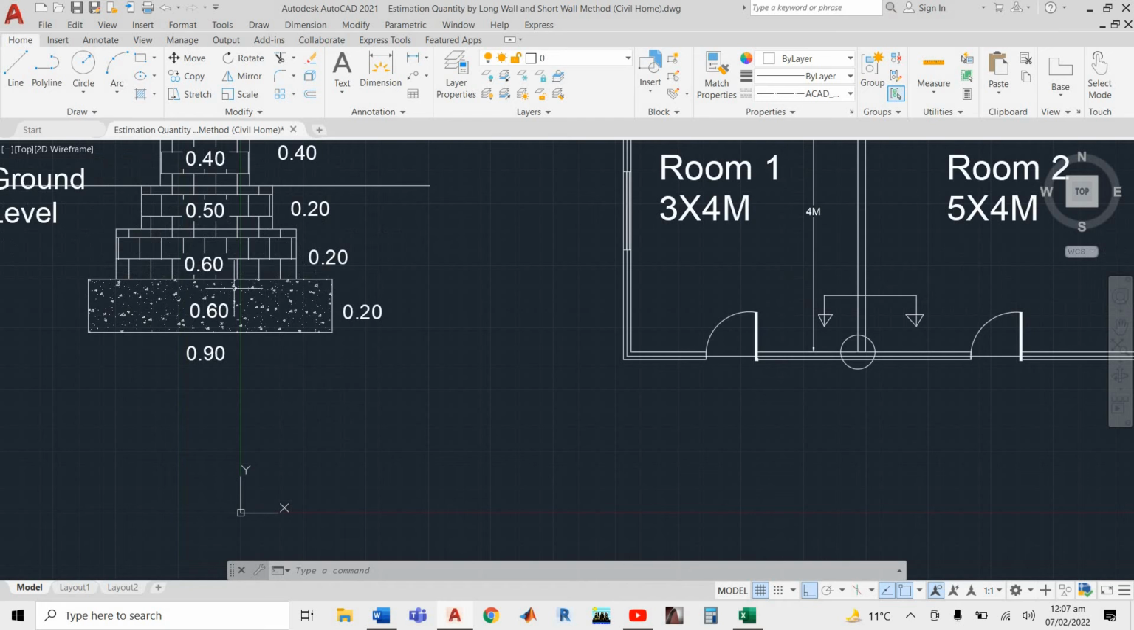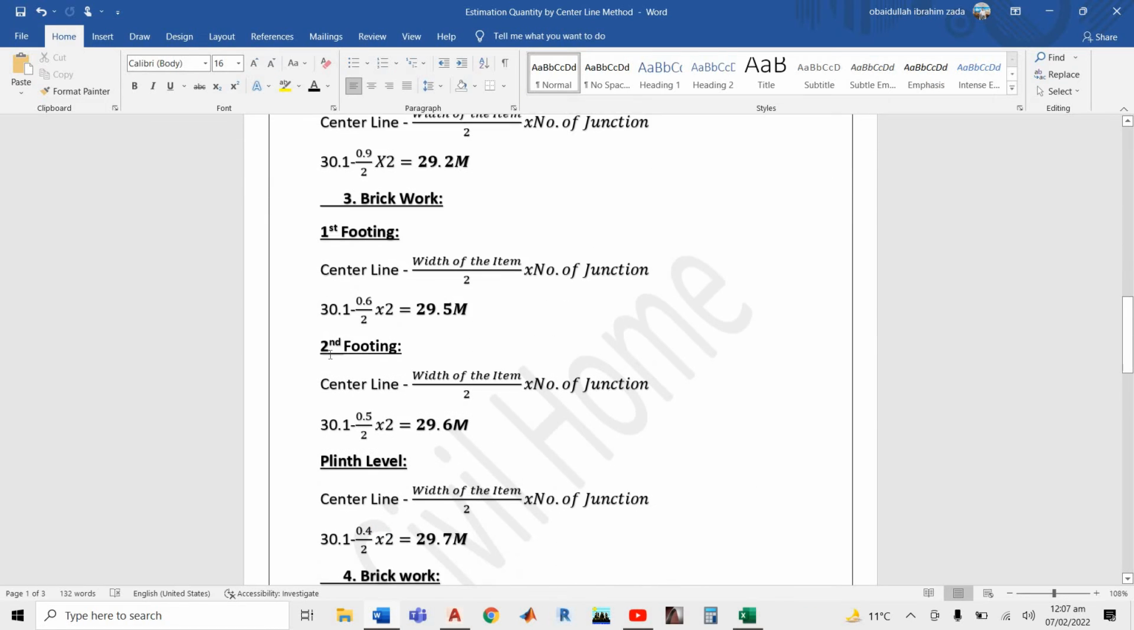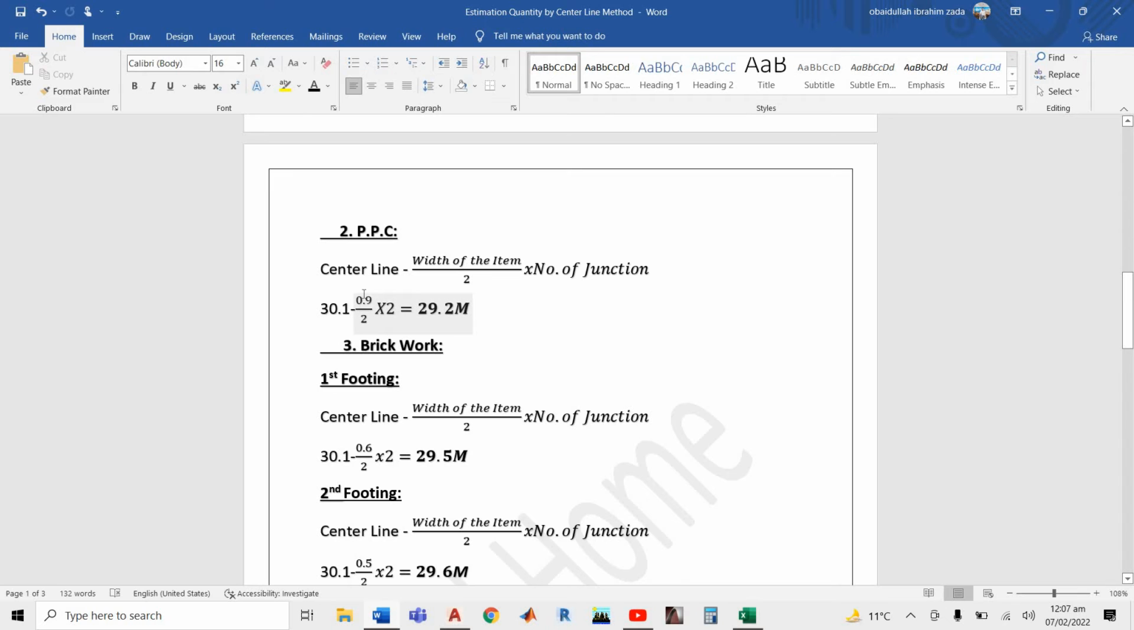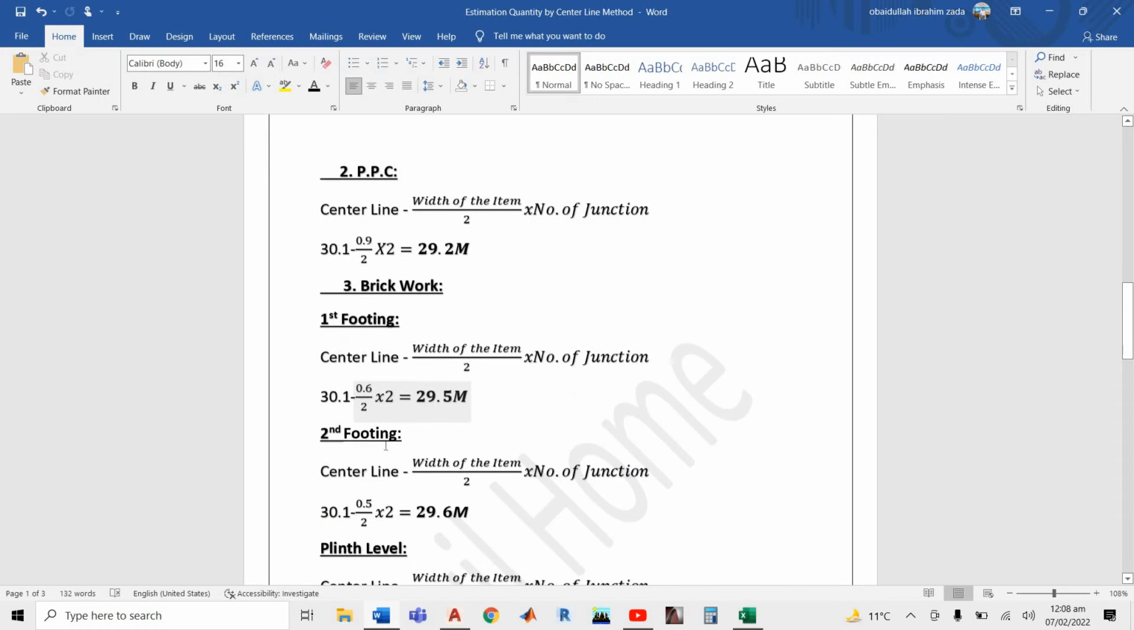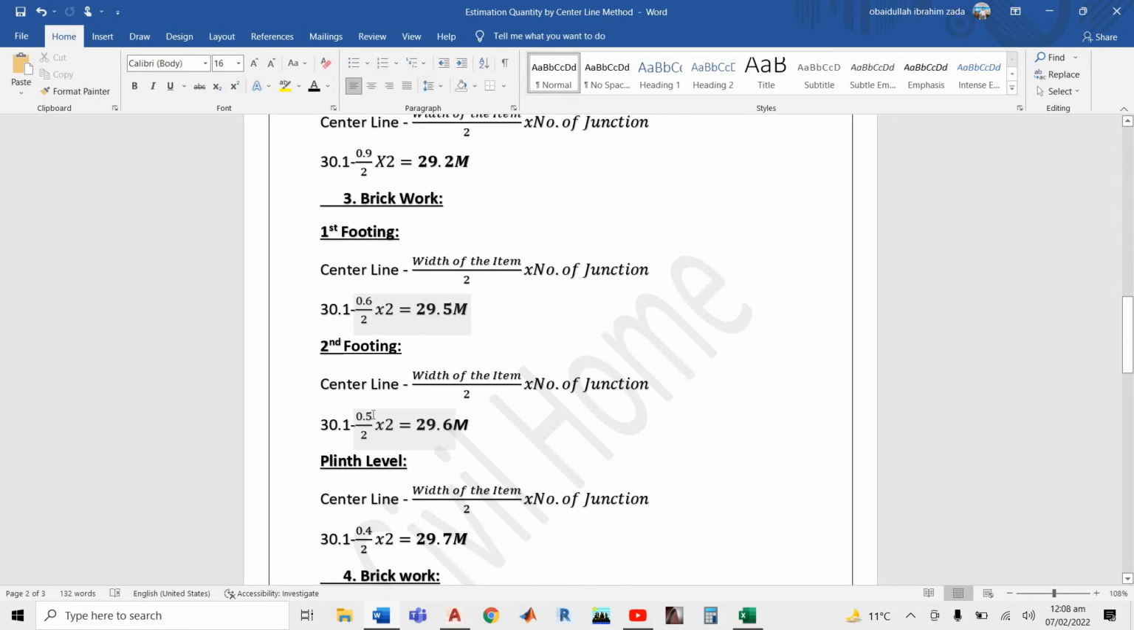So now here, second is PPC, so 13.1 minus how much is the width of your PPC? 0.9. As I told you in the long and short method, the length of the PPC and excavation is the same, because you concrete up to the excavated level. So now here it is 0, and how much is the height? Height is 0.2. So here we just have to calculate it.